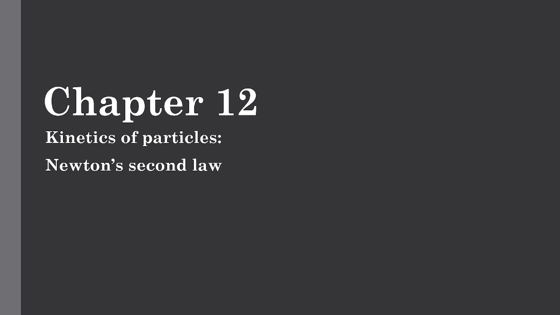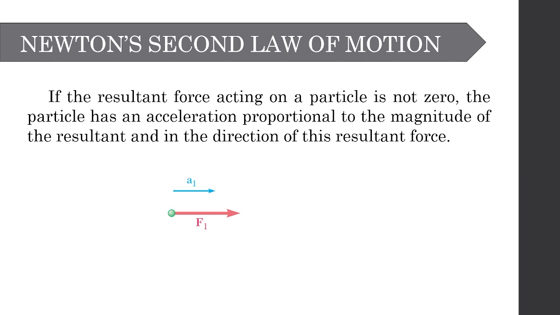This chapter is devoted to Newton's second law and its application in analyzing the motion of particles. In statics, we only used Newton's first law and third law. Here in dynamics, Newton's second law is very applicable. Newton's second law of motion: if the resultant force acting on a particle is not zero, the particle has an acceleration proportional to the magnitude of the resultant and in the direction of the force. That means that if the force is going to the right, its acceleration is also pointing to the right.